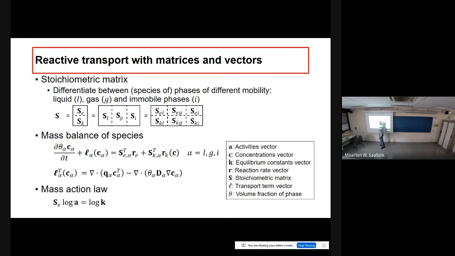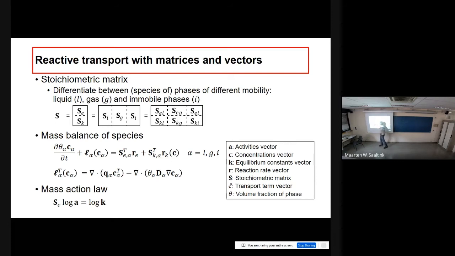And then maybe I have some species that are liquid, other species that are in the gas phase, and others that are, let's say, immobile. So I differentiate between species of different mobility. This is important because the liquid species move and are transported differently than the gas phases and immobile phases. The immobile phases don't move.